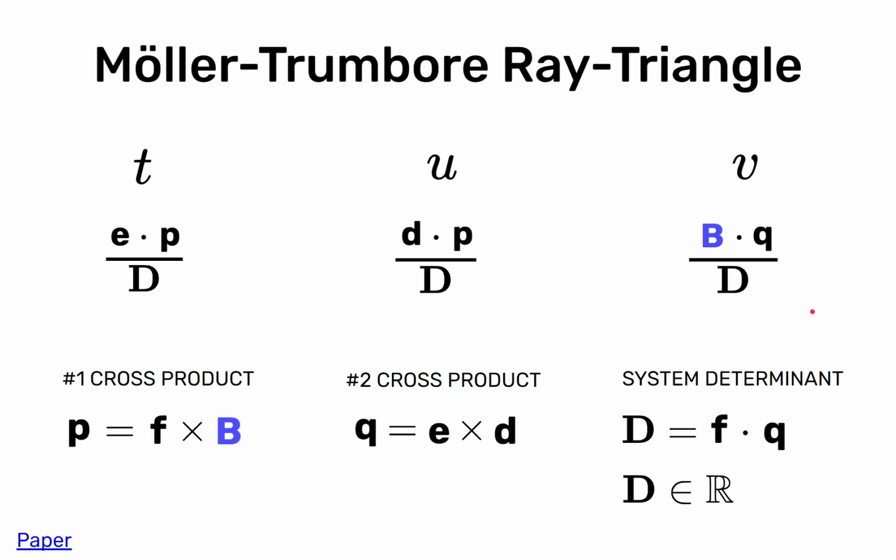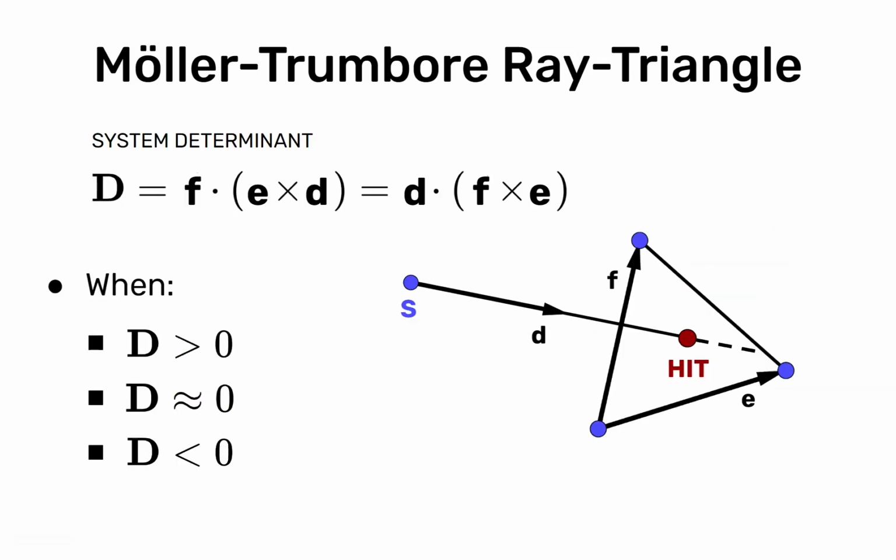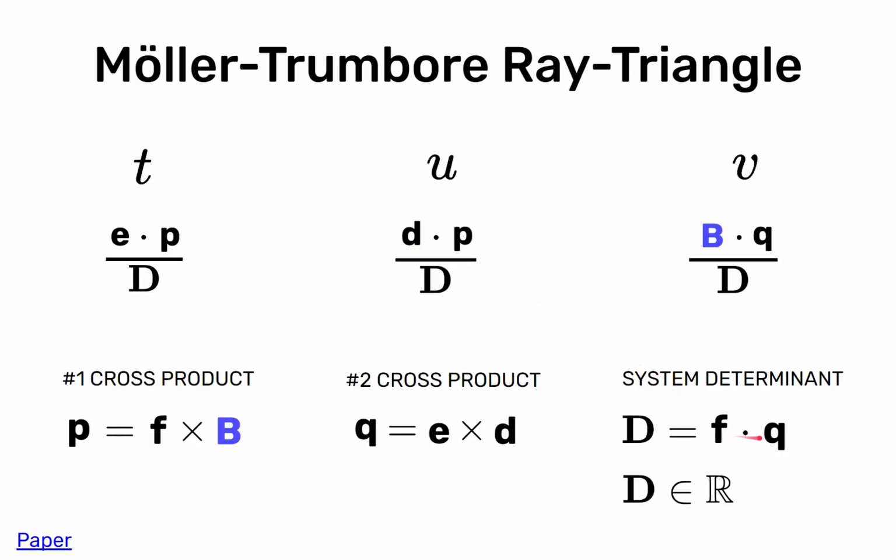And this is actually the optimization that Möller and Trumbore came up with in their paper, that to calculate the ray triangle intersection, we just calculate these two cross products and the system determinant, and then some more dot products as we go along. Now the first thing we might want to calculate is the system determinant. So let's find this f dot product e cross product t. And previously we just called it f times q, but q was e cross product t.